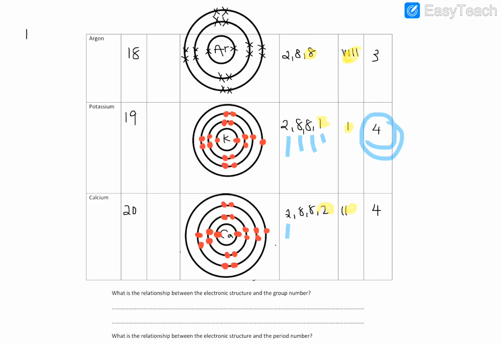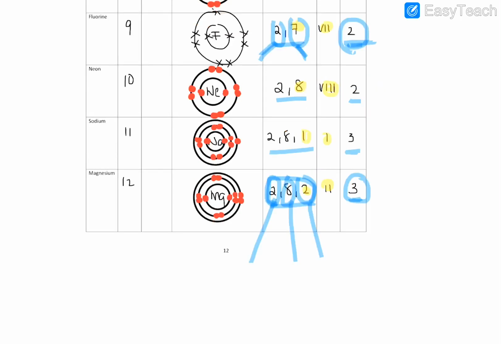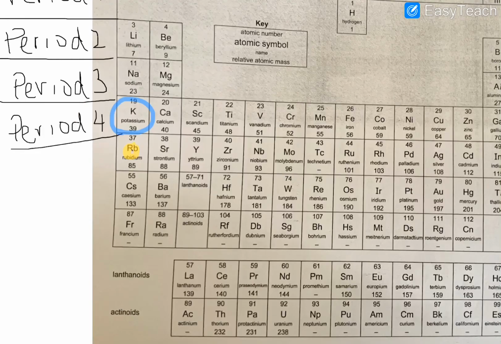And depending on the group number, you will know the number of electrons in the outermost shell. And normally all inner shells are completely filled. So basically you can know the electronic configuration of any element depending on its period number and its group number.